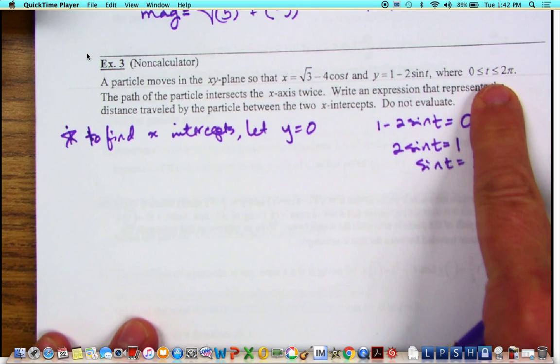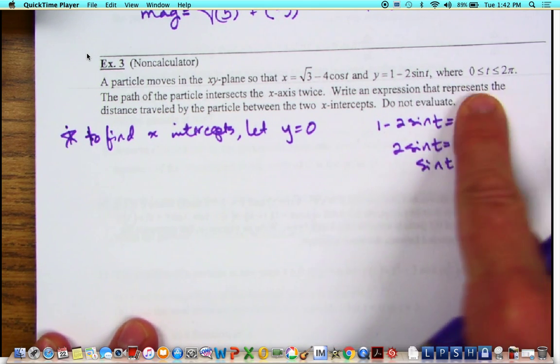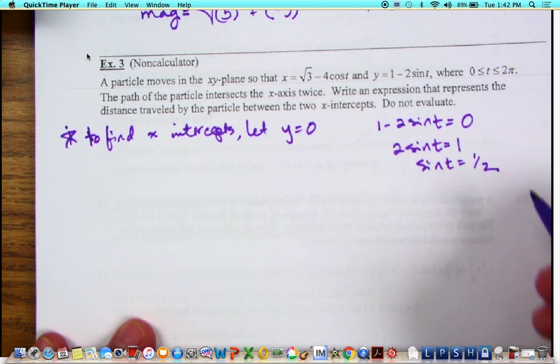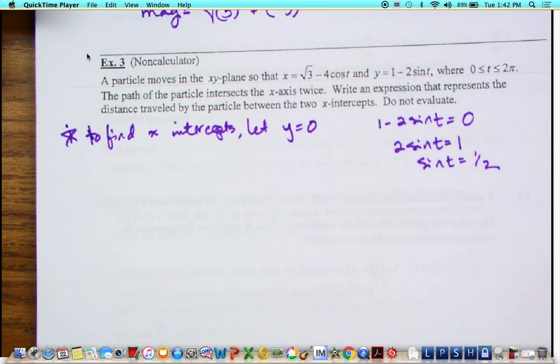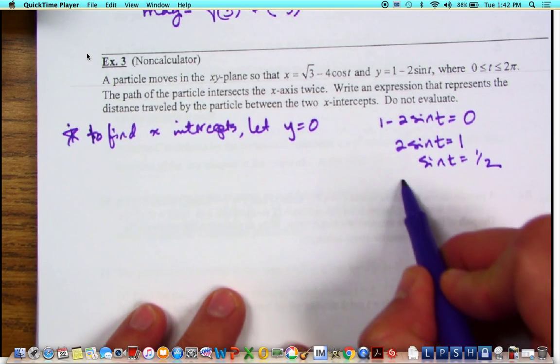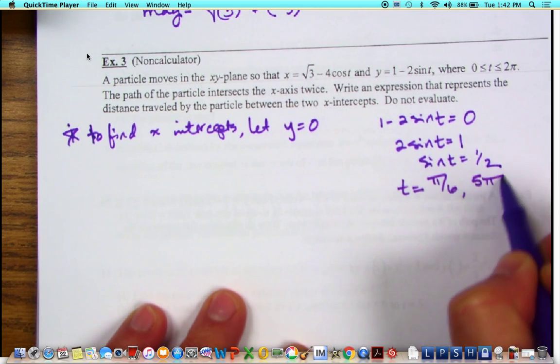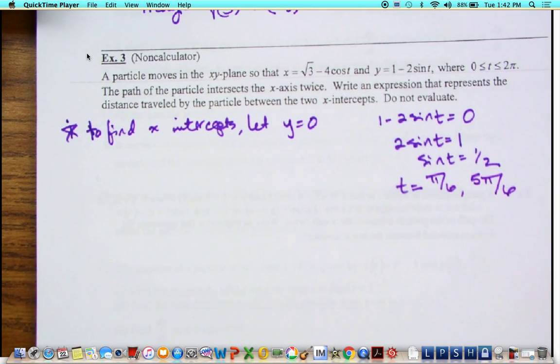Here you were given, unlike number 10 in the homework where you weren't given an interval to work on, an interval. It's from 0 to 2 pi. And sine is 1/2 at pi over 6 and, it'd be negative there, it'd be 5 pi over 6, I think. Right? Because in quadrant 4, yeah. 5 pi over 6. Okay, so that's going to be at pi over 6 and 5 pi over 6.